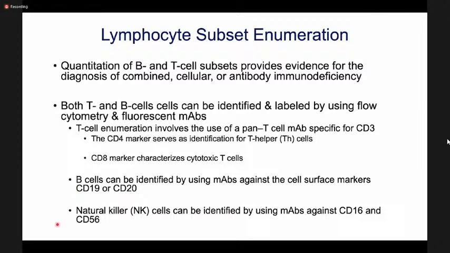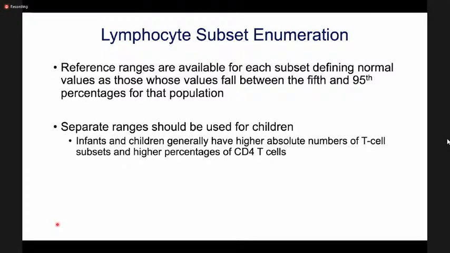For natural killer cells, we use two markers, CD16 and CD56, okay? These ones are used together. For B cells, you just use one, either CD19 or CD20, okay? And just like the immunoglobulins, reference ranges are age-specific. Remember, I told you, for example, children have more lymphocytes than adults, so you can't use one reference range for all. And even in infancy, for the different ages, like 0 to 3 months, 3 to 6, the reference ranges change, okay?